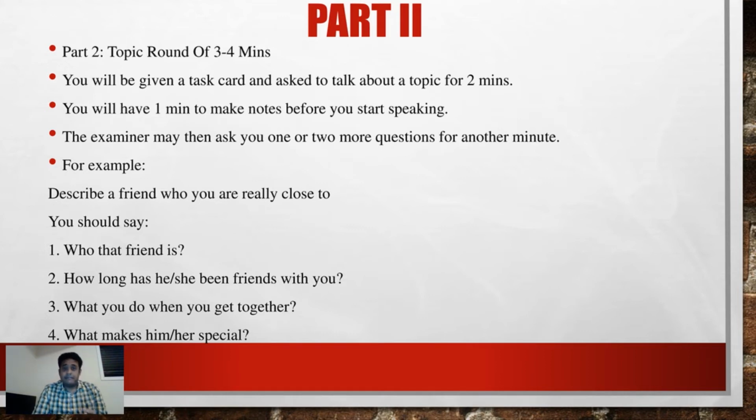Now let's look at an example. By the end of the next slide, you will have a better understanding of how to approach part two of the speaking test. For example, describe a friend who you are really close to. These are the points that you need to address. You should say who that friend is, how long he or she has been friends with you, how often you get together, and what makes him or her special.